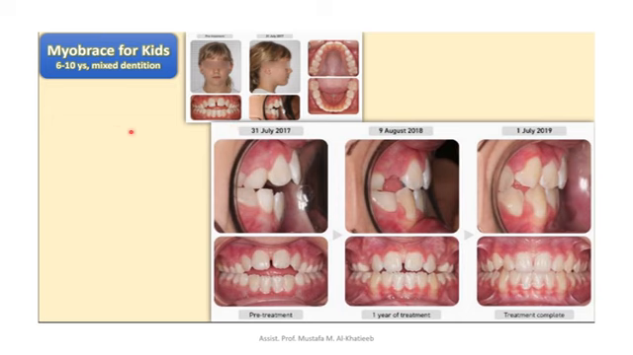The Myobrace for Kids, as this is published by the company, this is not a case belonging to me. The Myobrace for Kids is used, as we said, between 6 to 10 years old during the mixed dentition. So graduation of the treatment for each stage, ending with a very good normal result.